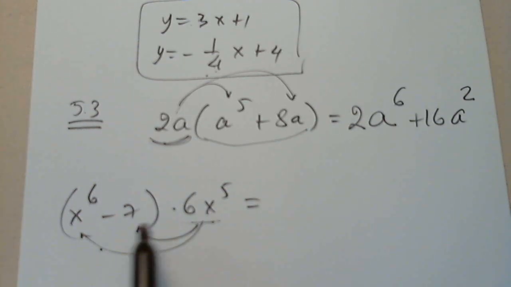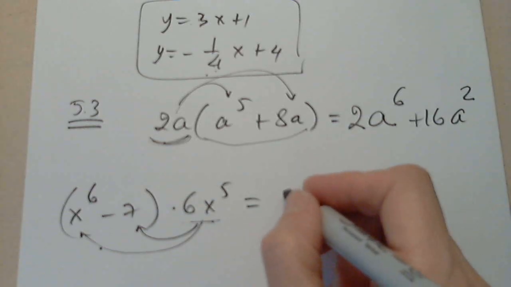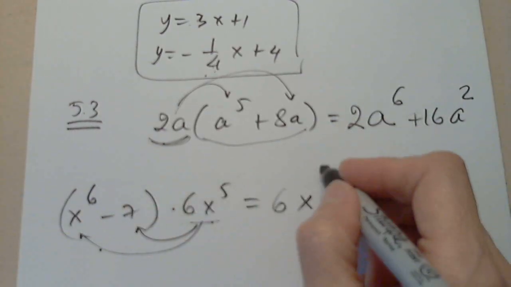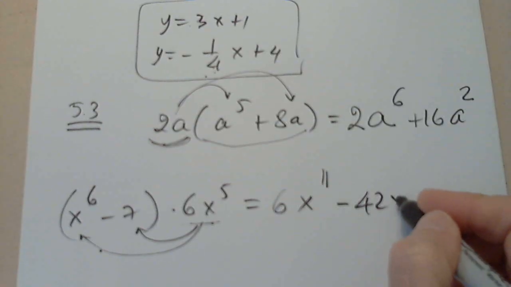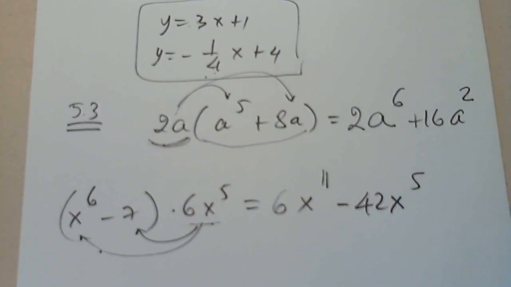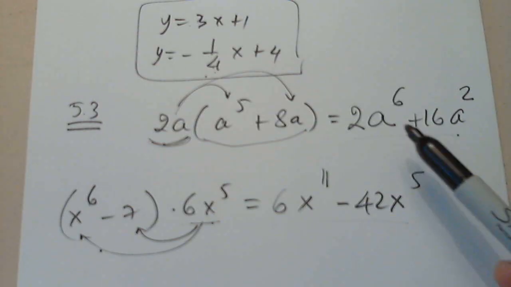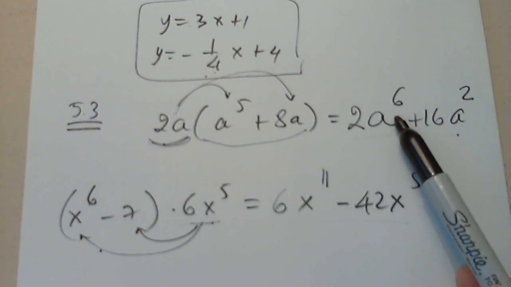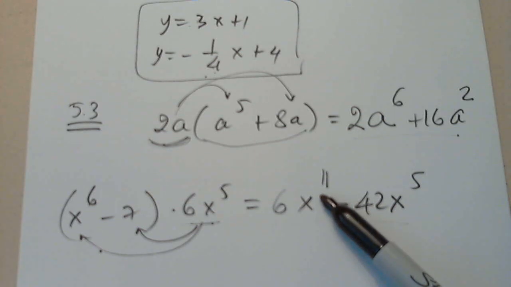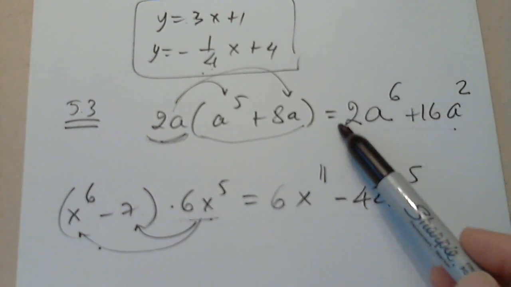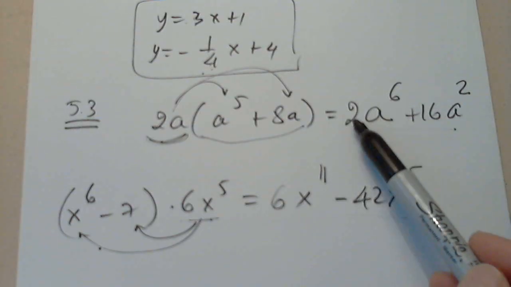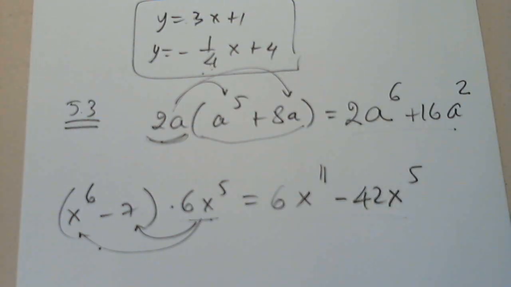In the same way, we distribute 6x to the 5th to these two terms. So it's 6x, copy the base, add the exponents, and then minus 42x to the 5th. We only had numbers to multiply because there was no variable in the binomial. And that is it. As you see, the results are binomials in descending order. The degree is 6 here, the degree is 11 here. The leading coefficient is 2, the leading coefficient is 6.